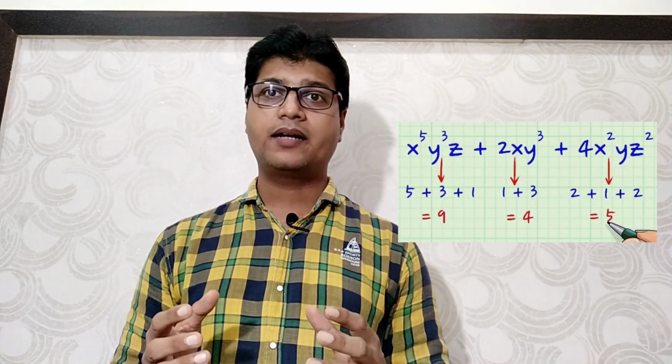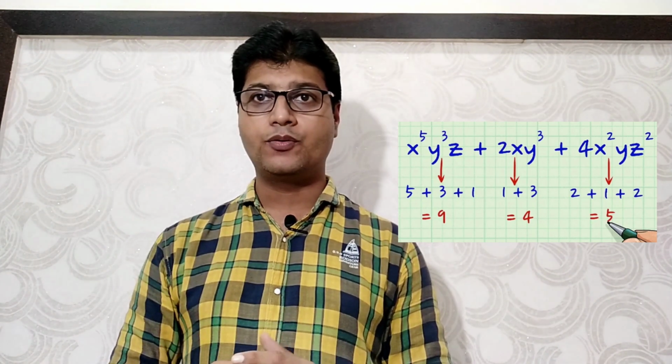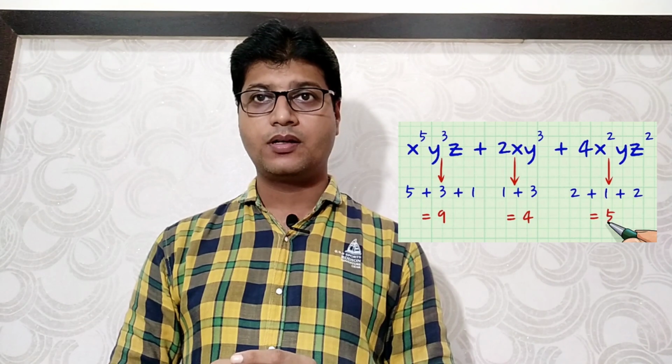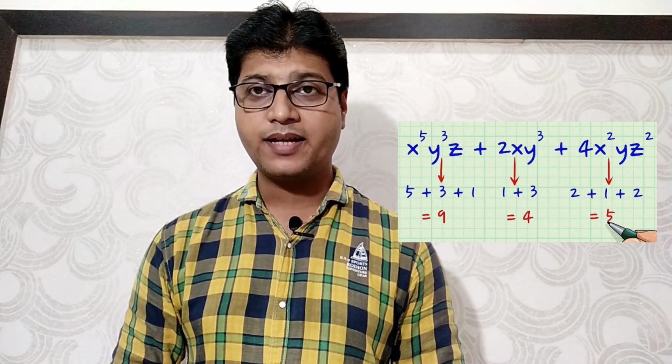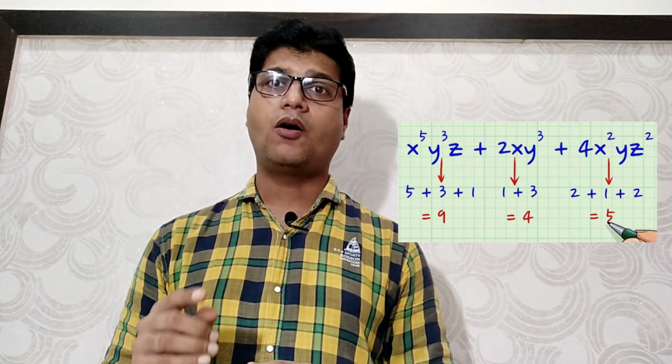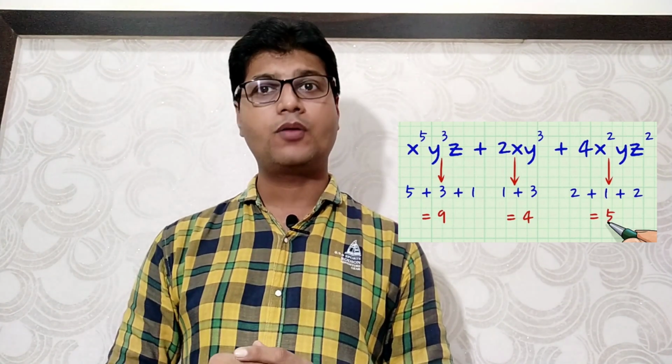If it is a polynomial in multiple variables, that is there are more than one variable in it, then you add the power of all the variables in each term, and the highest value out of the addition of each term will be called the degree of that expression or polynomial.